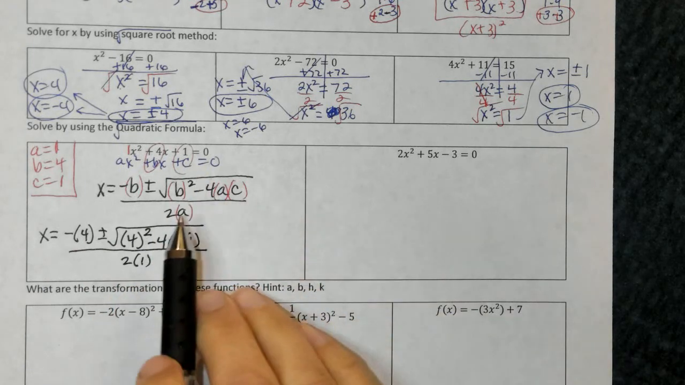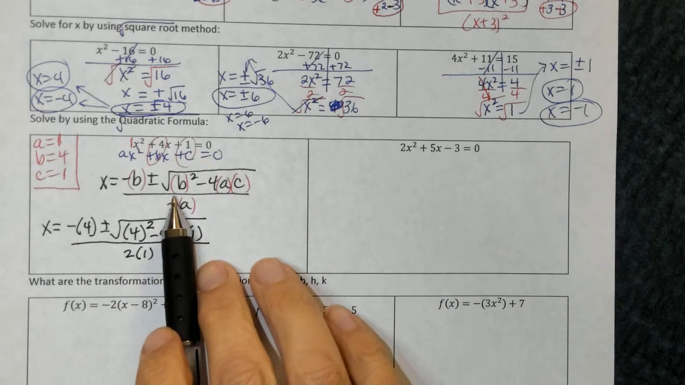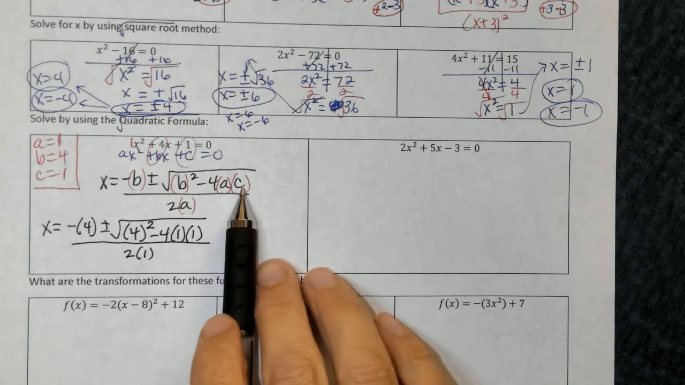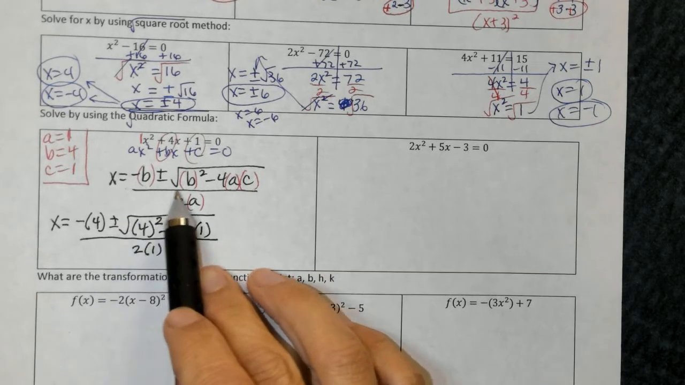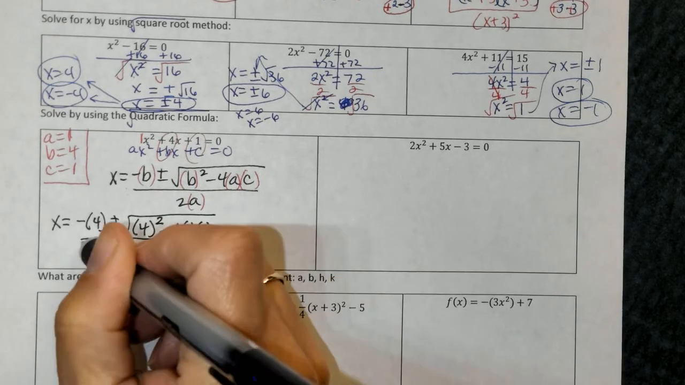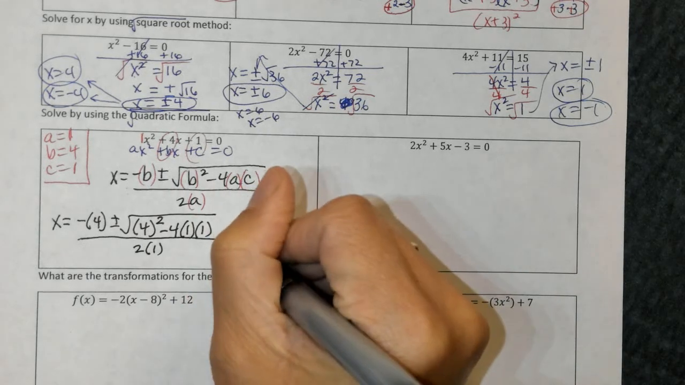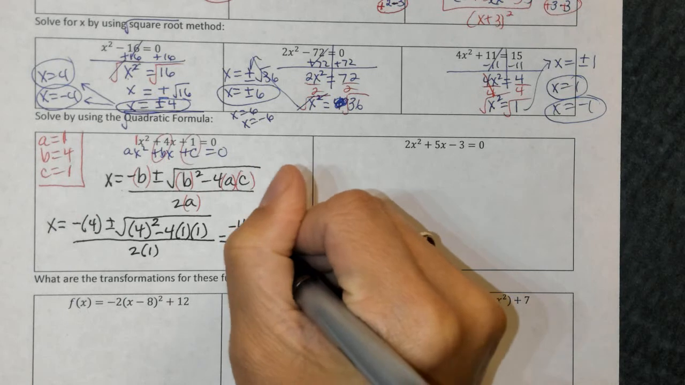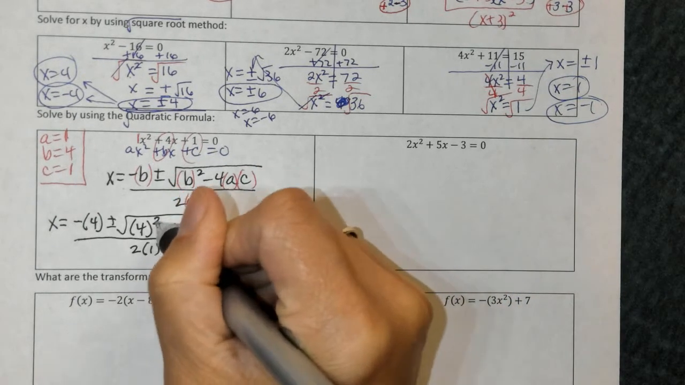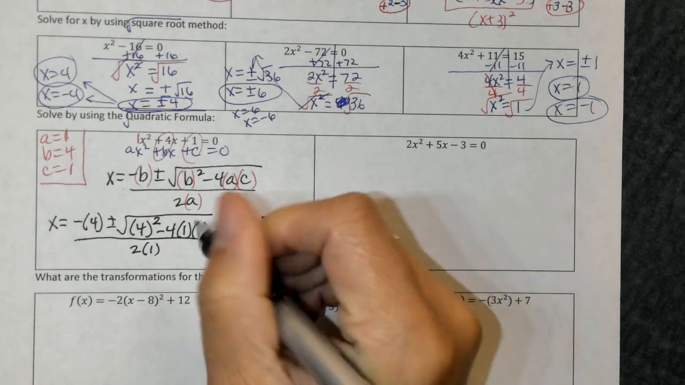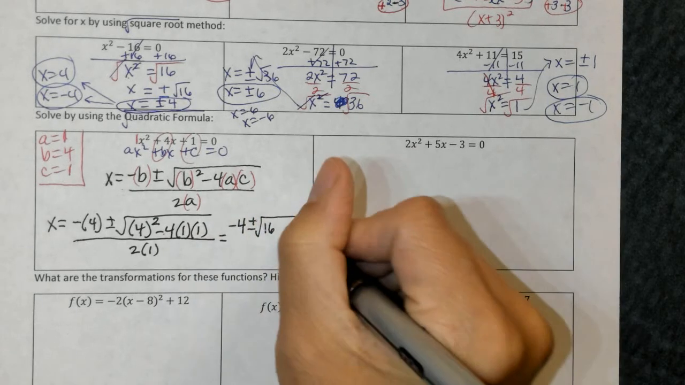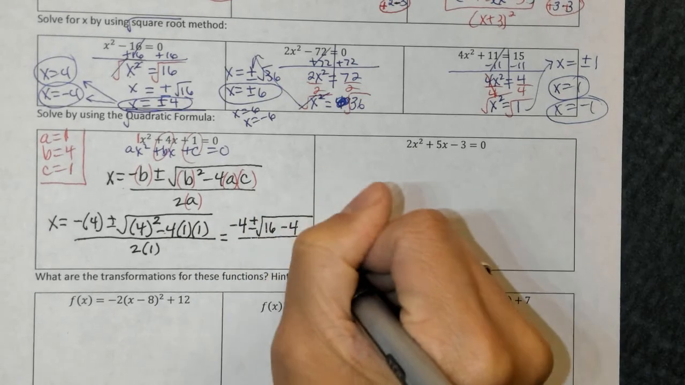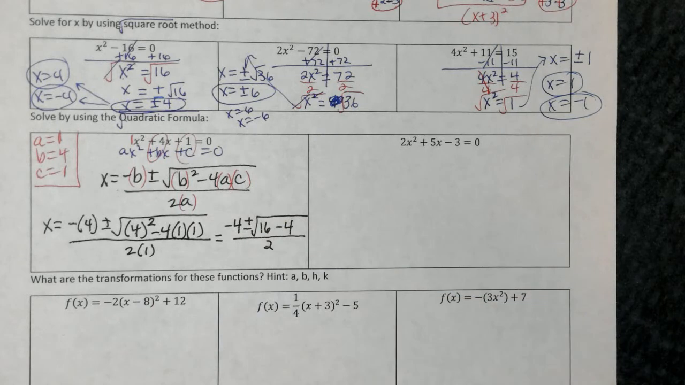I see a lot of students in my other classes from before, they only leave the 2A underneath this, and it's not. It's underneath the whole entire top part. Okay? Alright, so what's next? This negative 4 just stays negative 4, plus or minus, square root. 4 squared is 16, and then negative 4 times 1 is just this, over 2 times 1 is just 2.